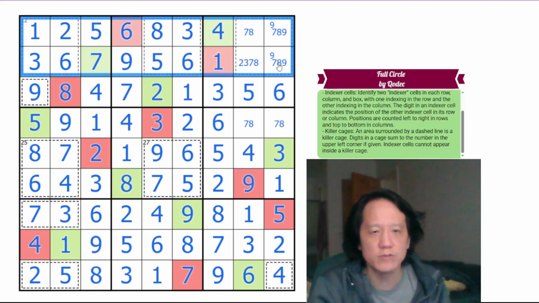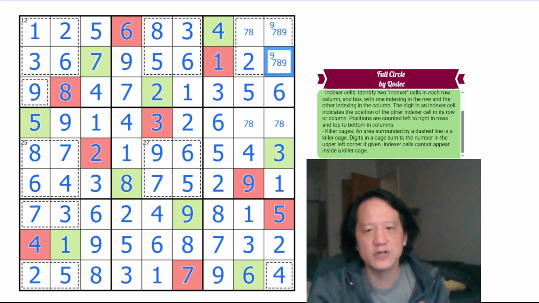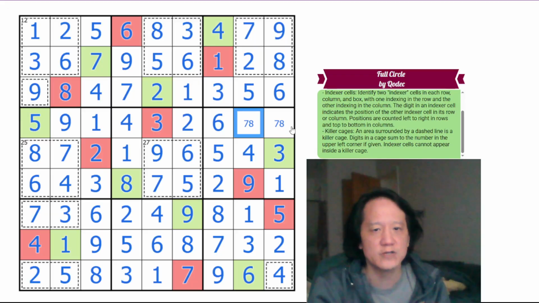Where is the 2 in row 2? It has to be here. This 7 and 9 eliminates 7 and 9 here, so it's 8, which makes this 7, which makes that 9. 7 eliminates 7 here, so that's 8 and 7.